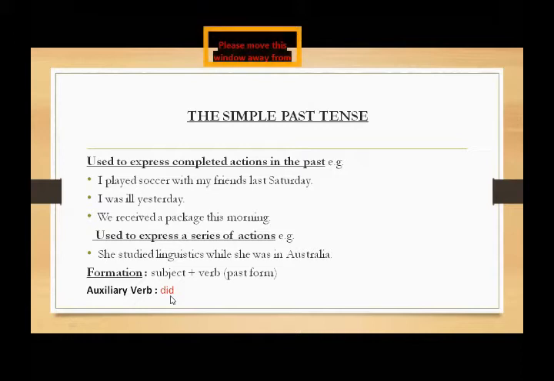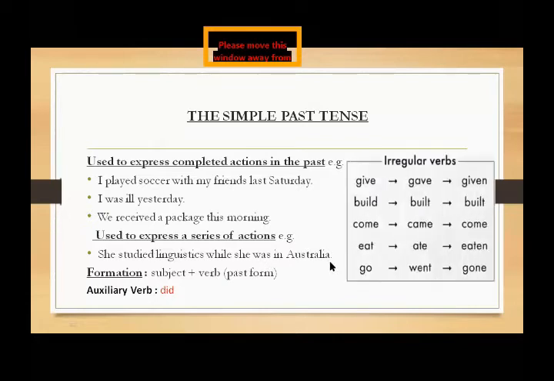Or the second sentence, I was ill yesterday. So this is an exceptional, irregular case. So, I was not ill yesterday. Okay, and we received a package this morning. So we did not receive a package this morning. Or interrogative, did we receive the package this morning? Okay, practice a lot for doing this. She studied linguistics while she was in Australia. No, she did not study. Instead of studied, you have to use study: she did not study linguistics while she was in Australia.